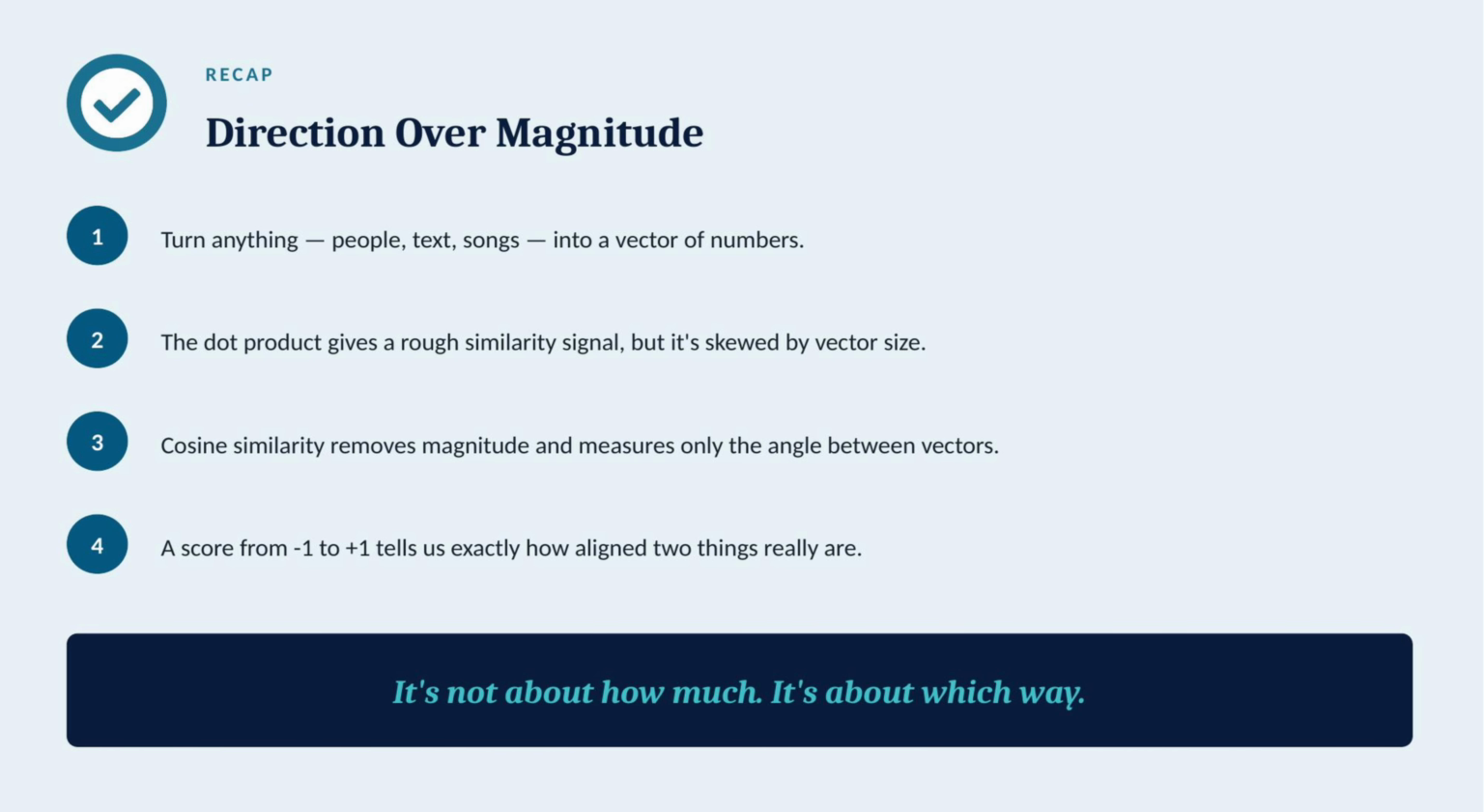Let's bring it all together in 4 steps. First, turn everything, people, text, songs, into a vector of numbers. Second, the dot product gives a rough similarity signal, but it's skewed by vector size. Third, cosine similarity removes magnitude and measures only the angle between vectors. Fourth, the score from -1 to +1 tells us exactly how aligned two things really are. And if I had to boil this whole talk down to one sentence, it's not about how much, it's about which way.